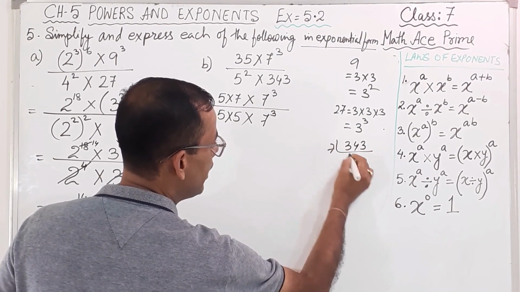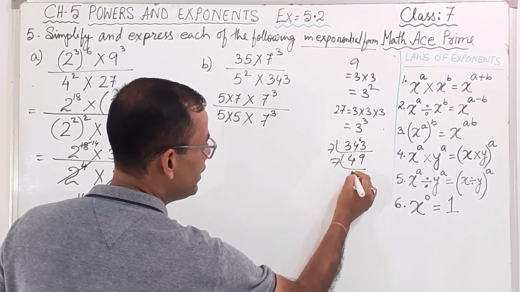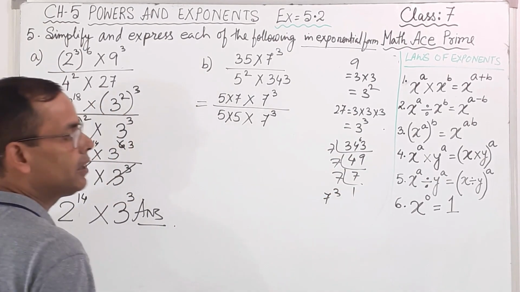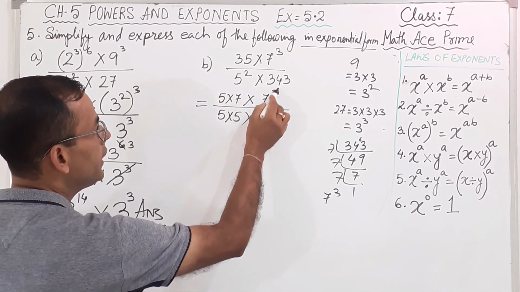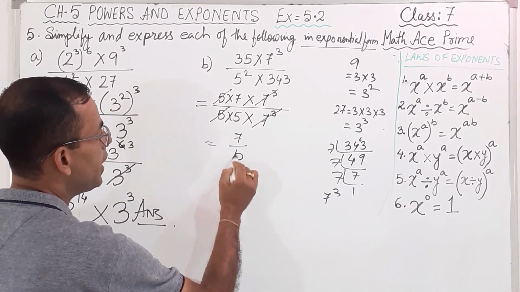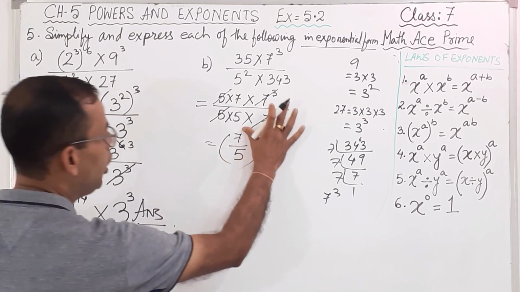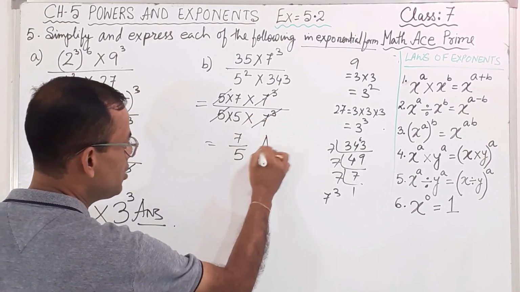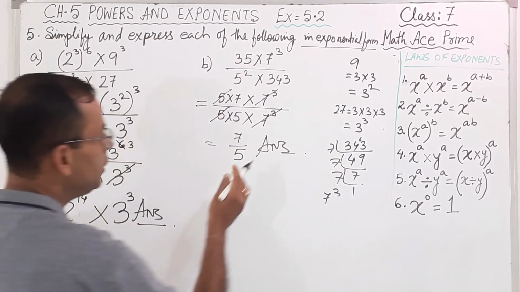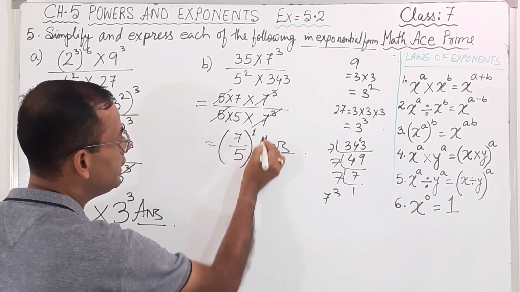343, I told you, 7 4s are 28, 6 carry, 7 9s are. Again 7 7s are 49, again 7 1. So how many 7s are there? 7 cube, 7 to the power 3. So these two will be cut, okay. And here 5 and 5 are cut, so what is left? 7 by 5. Okay, nothing. Okay, you can write the answer like this also. Okay, 7 by 5, but they told in exponential form. Okay, so better to put a bracket, and nothing left means 1 is there.